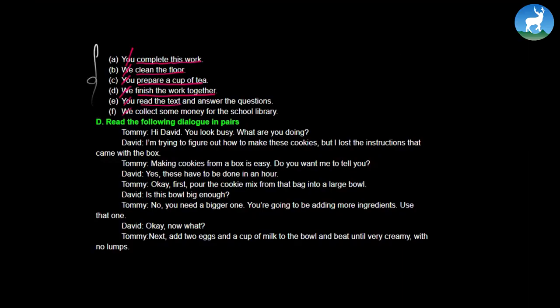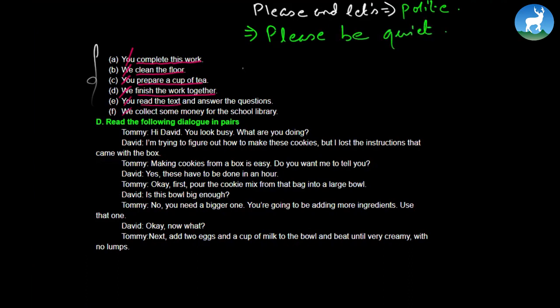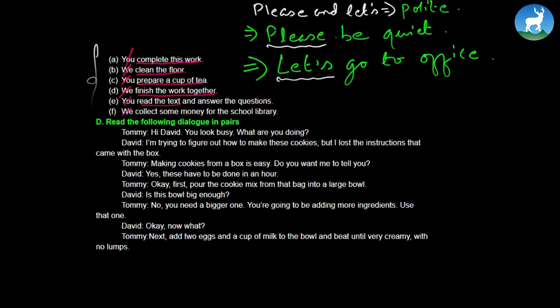Now, of course, sometimes to make it sound more polite, what we can do is add please and let's to make it sound polite. I'm going to give 2 examples here. Like, for instance, "please be quiet." You can also say "be quiet." That's a direct order. Doesn't sound at all appealing. All right, very straight. But when you say "please be quiet," or you can make it more polite by saying "let's go to office." See, with a word like let's and please, it sounds more polite.